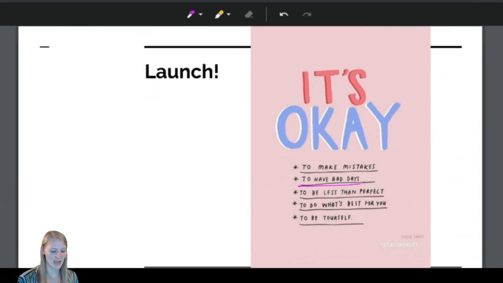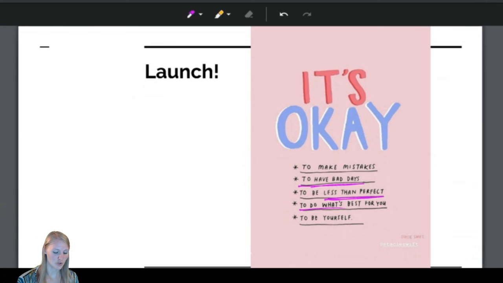It's okay to have bad days. We have bad days, and we say rude things, and we do things before we think about them. And we're sad sometimes. We just have bad days. That's okay. It happens to everybody. It is okay to be less than perfect. Spoiler alert, no one's perfect. So we are all less than perfect, and that's okay. It's part of being a human.